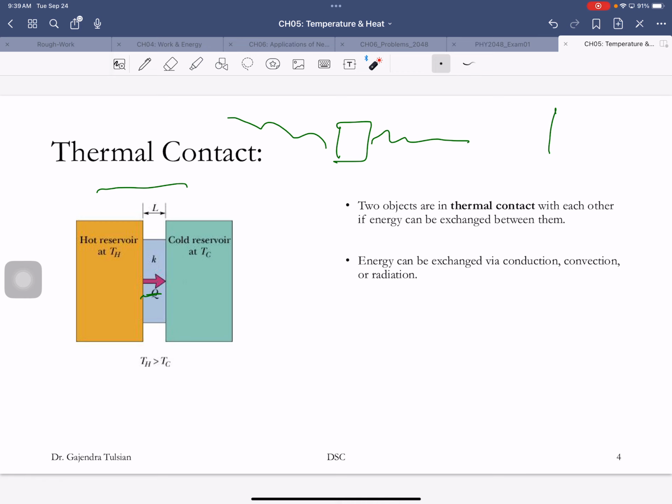That's when a fluid moves, and then you can exchange energy via electromagnetic radiation. Every object emits electromagnetic radiation, and so it's exchanging energy with the walls that way. Did you guys understand that? There you go.